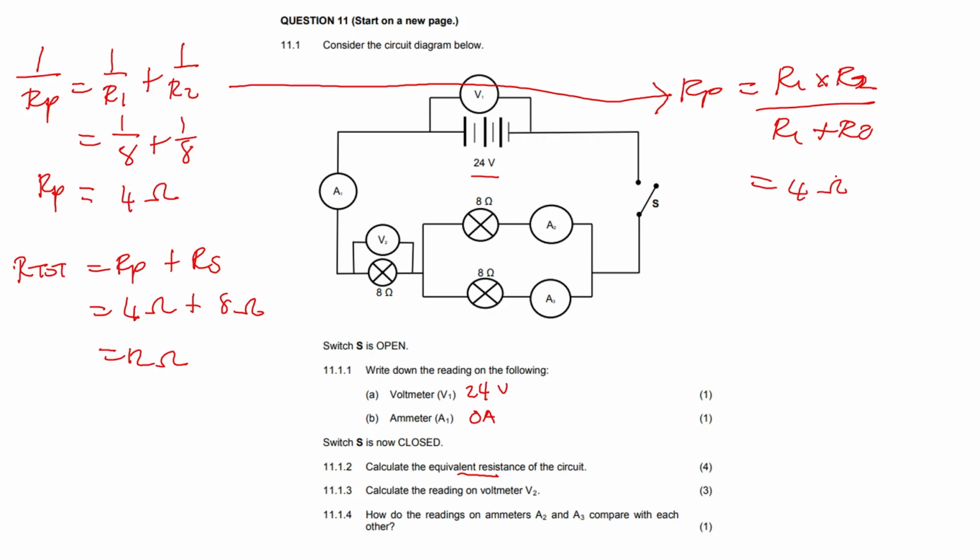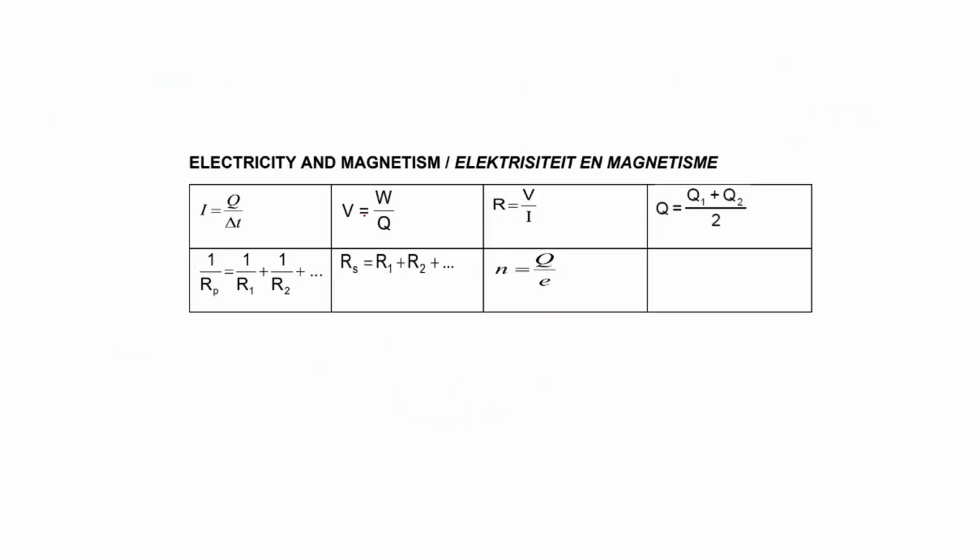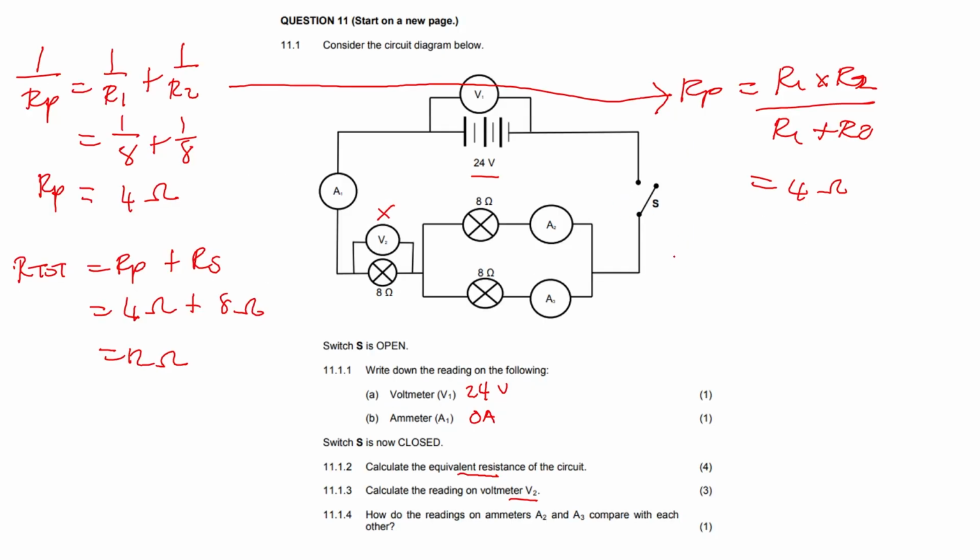11.1.3, calculate the reading on voltmeter 2. Voltmeter 2 is right here. We can use the formula V equals IR. We have the reading from V1, which is 24 volts. We don't have our current right now, it's not given, so it's I. We know our resistance is 12 because we've just calculated that. So we do our math and we get I to be 2 amps.